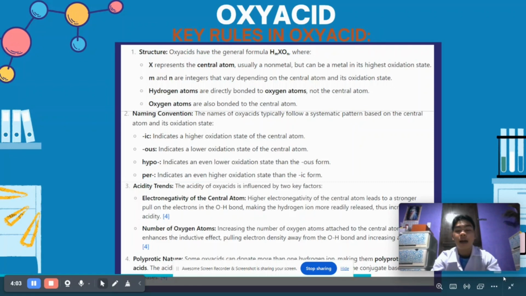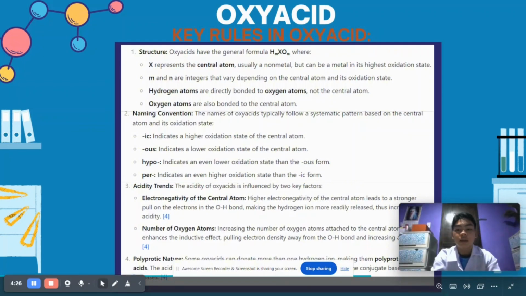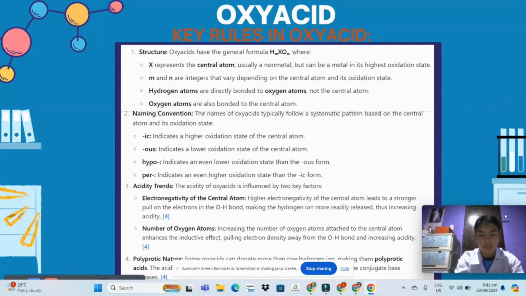Then we have the acidity trends. The acidity of oxyacids is influenced by two key factors. First is the electronegativity of the central atoms. The higher electronegativity of the central atoms leads to a stronger pull on the electrons in the O-H bond, making the hydrogen ion more readily released, thus increasing acidity.